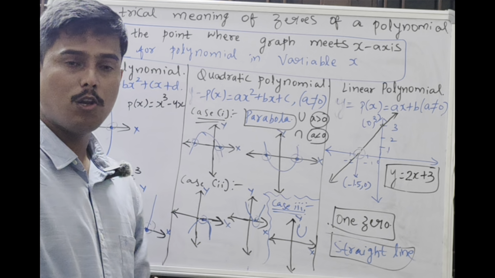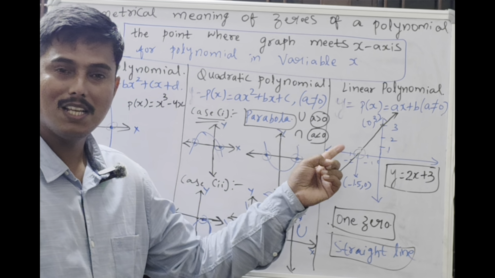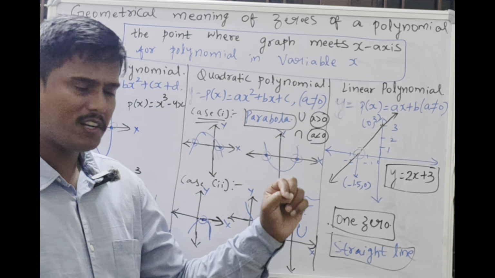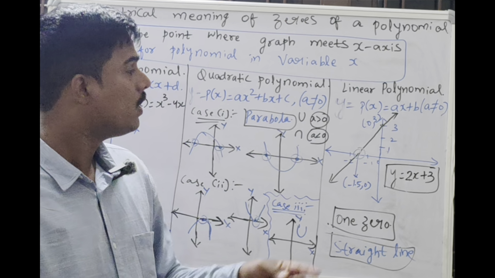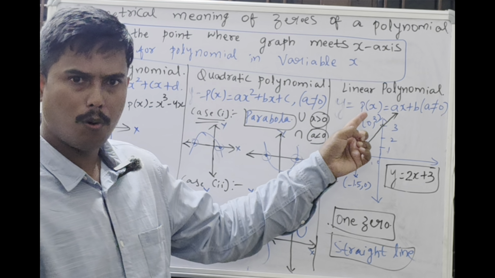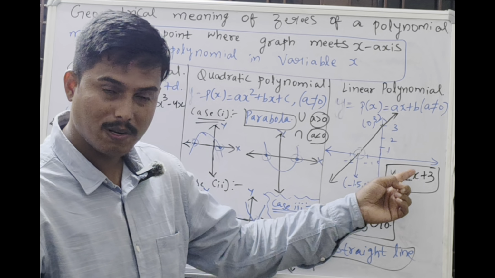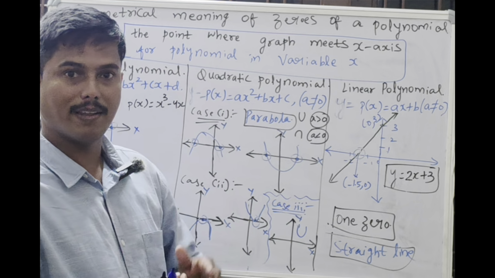So let's start with linear polynomial. Linear polynomial means what? Degree 1, where a is not equal to 0. One such example of linear polynomial, y is equal to 2x plus 3. You may ask why, what is y? So actually, standard form p of x equal to ax plus b, nothing but p of x equal to 2x plus 3. While solving, instead of p of x, we will take y.